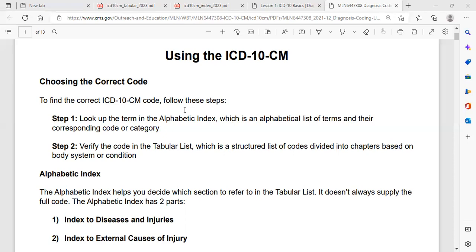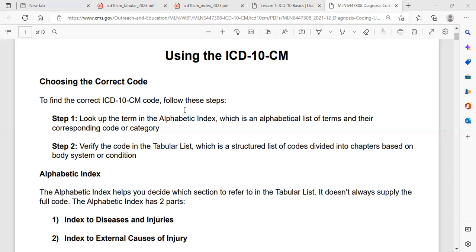So I am going to look at the basic steps of CM. Step one, look up the term in the alphabetic index, which is the alphabetical list of terms and their corresponding code category. You then take what code it specifies, and then you verify that code in the tabular list, which is a structured list of codes divided into chapters based on body system.